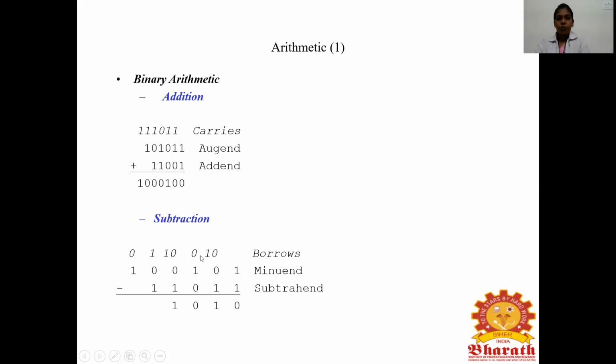And then here we have 0 minus 0 is 0. Again, 0 minus 1, so we borrow from here. When we borrow from here, it gives 2 here, so 1 has been given and 2 has been given here. So it becomes 1 0, and its equivalent is 2. So 2 minus 1 is 1. And then here we have 1, so 1 minus 1 is 0. Here we don't have anything, 0 only. So the answer is 1 0 1 0.